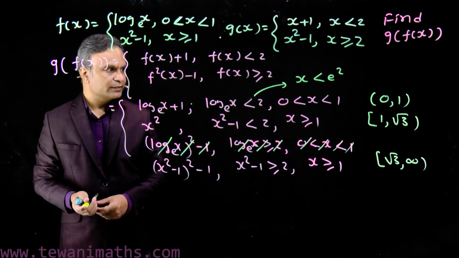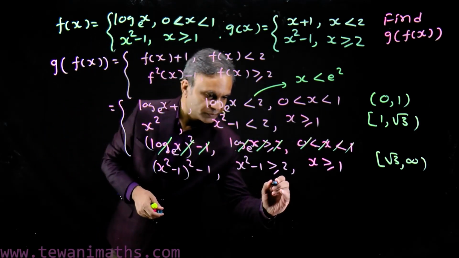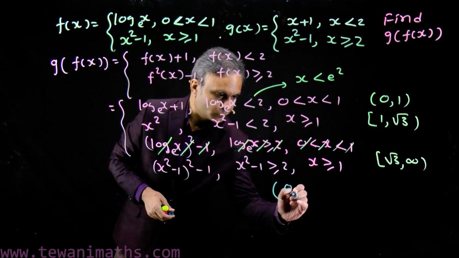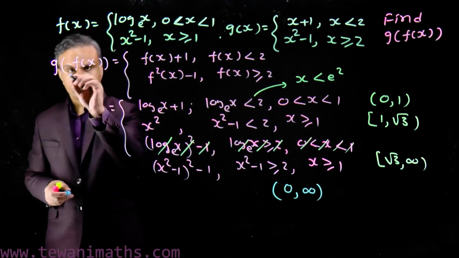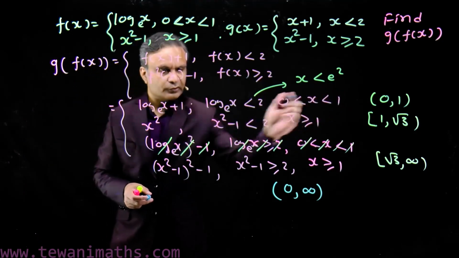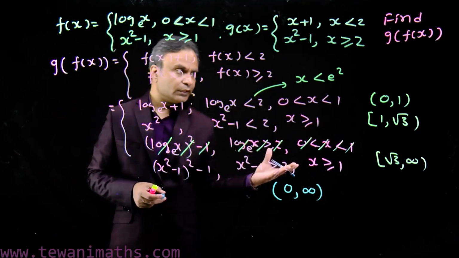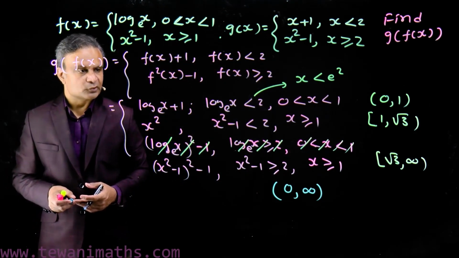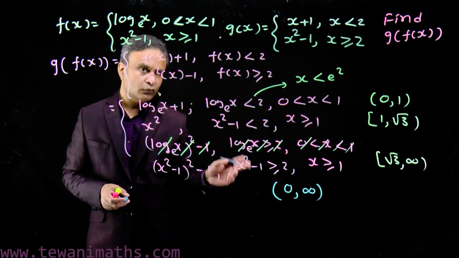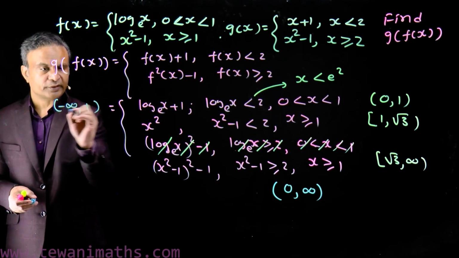Domain of function is, function का domain क्या होगा? Domain of function is open interval 0 to infinity. Okay, now let's find range of this function. When x approaches 0, log x approaches minus infinity, so log x plus 1 also approaches minus infinity, and when x approaches 1, log x approaches 0, hence log x plus 1 approaches 1. So range of this branch function is minus infinity to open interval 1.